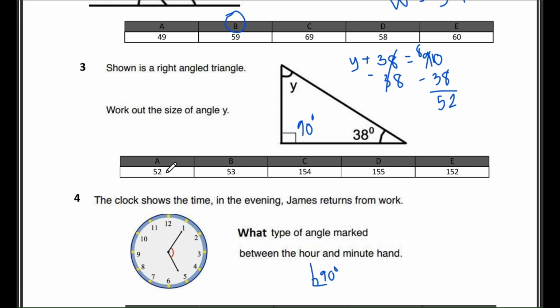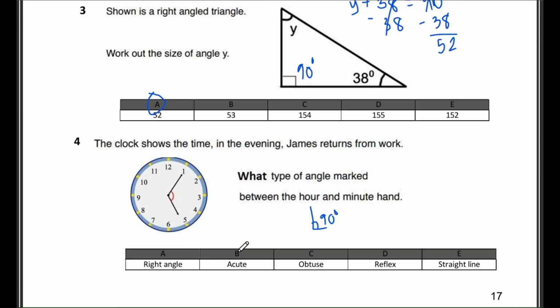Now you need to remember something important about triangles. All the angles inside a triangle always add up to 180 degrees. In this triangle, one angle is a right angle, meaning it's 90 degrees, and another angle is given to us at 38 degrees. So to find the missing angle, we subtract 90 and 38 from 180, which gives us 52 degrees. Let's go to question number 4.